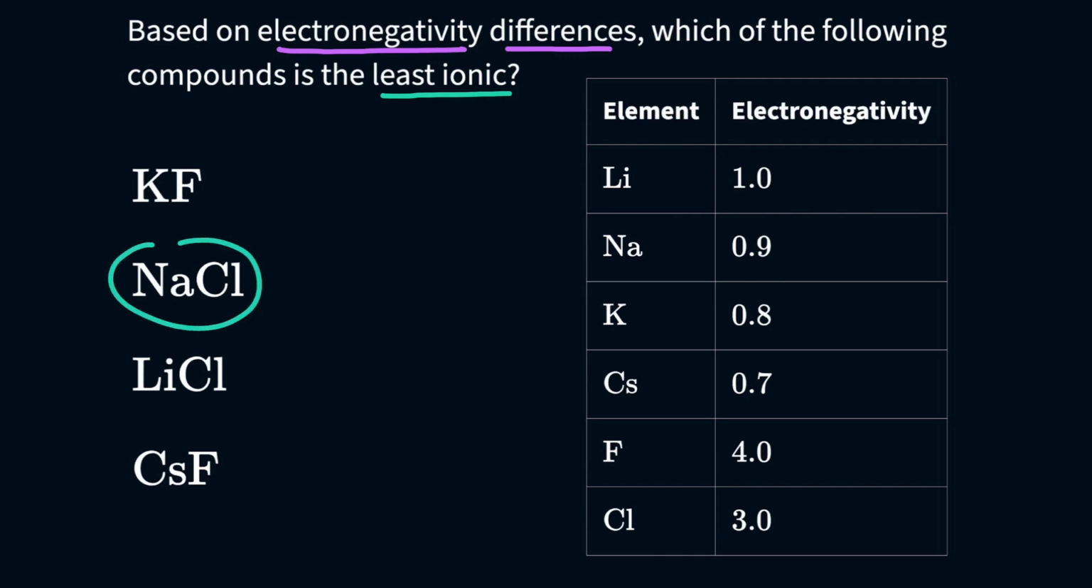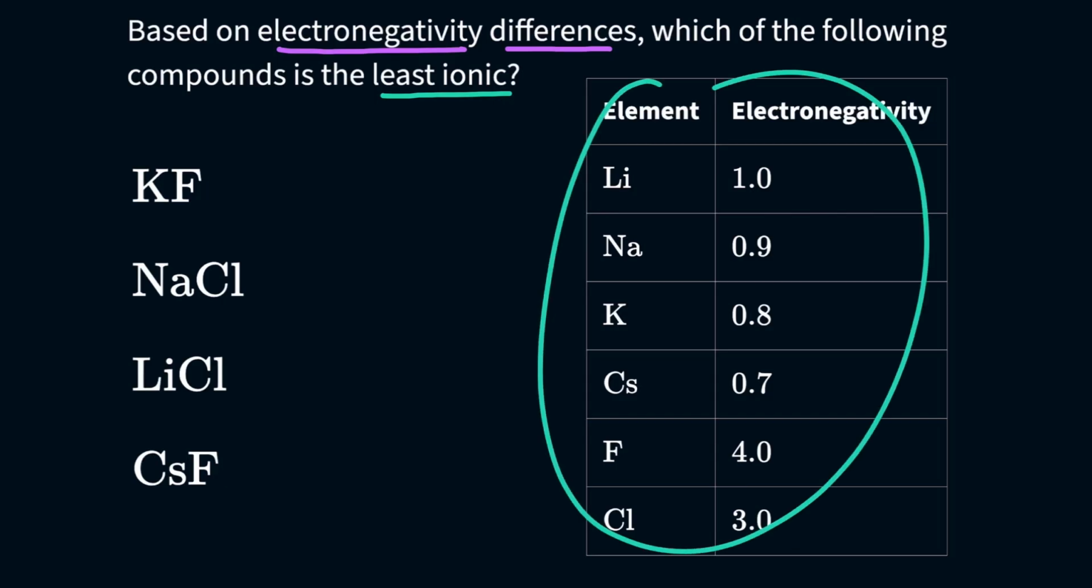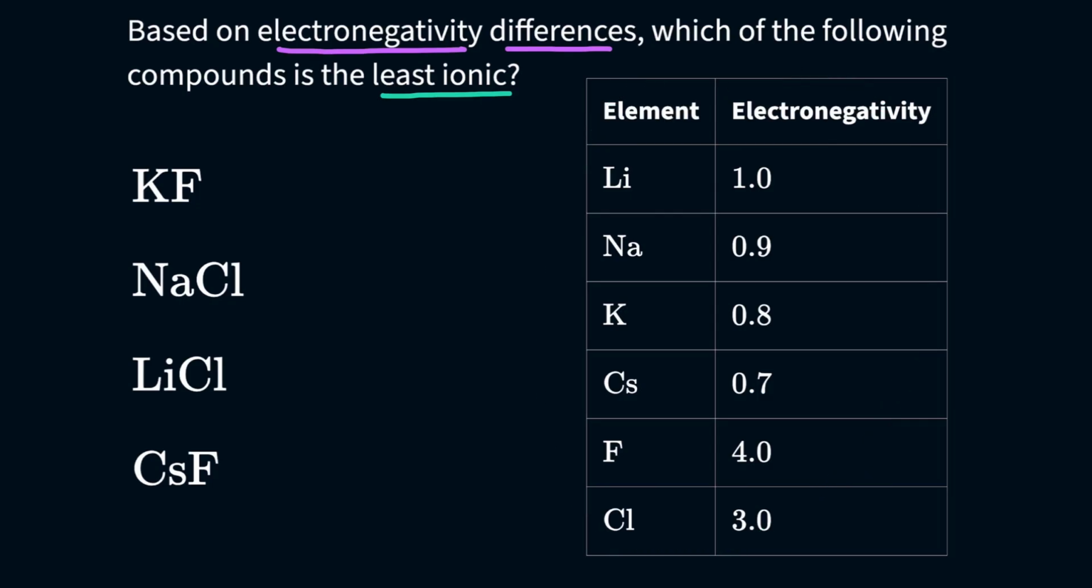Would it be NaCl? Would it be LiCl, lithium chloride, or cesium fluoride? Well, thank you for this. They gave us a big electronegativity chart here with their values. We just have to find out the electronegativity differences. And just know that for electronegativity differences, literally all you've got to do is subtract the electronegativities.